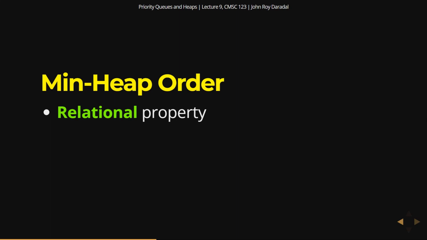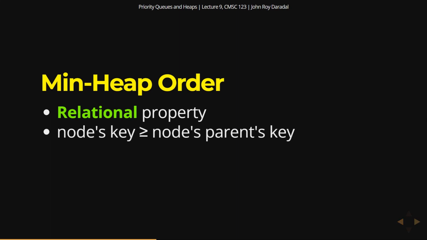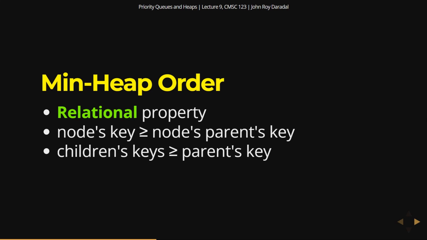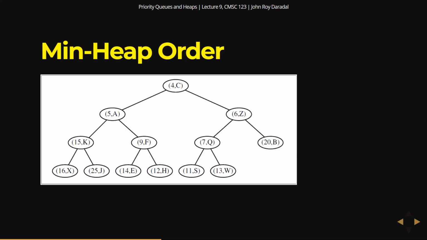So for the min heap order, it states the following. The node's key should be greater than or equal to the node's parent's key. Okay? So if you're a child, your key must be greater than your parent. Okay, greater than or equal. So, in other words, the children's keys must be greater than or equal to the parent's key. So, how does that look?